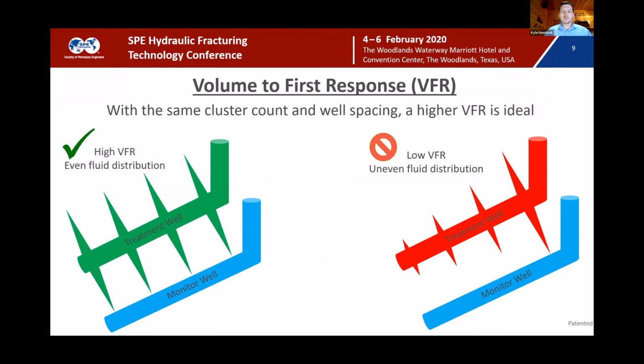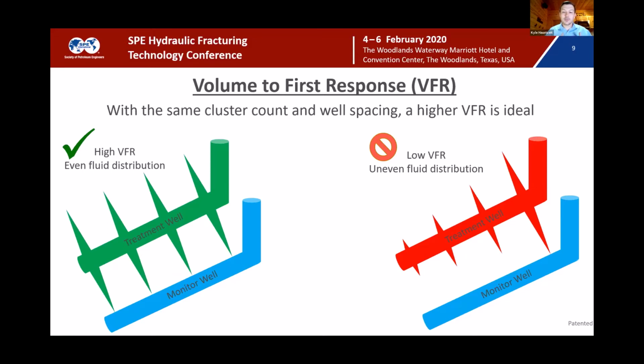Very simply, we look for uniform distribution. Our goal is to create fractures that are the same size, so we have the same SRV shape, and we can effectively drain the resource in place. So the metric we use is called volume to first response. It's simply the slurry volume we pump into a treatment well when we record the first pressure response on the offset. If we're distributing that fluid evenly across the stage, it's going to take more volume for each fracture to arrive at the offset well.